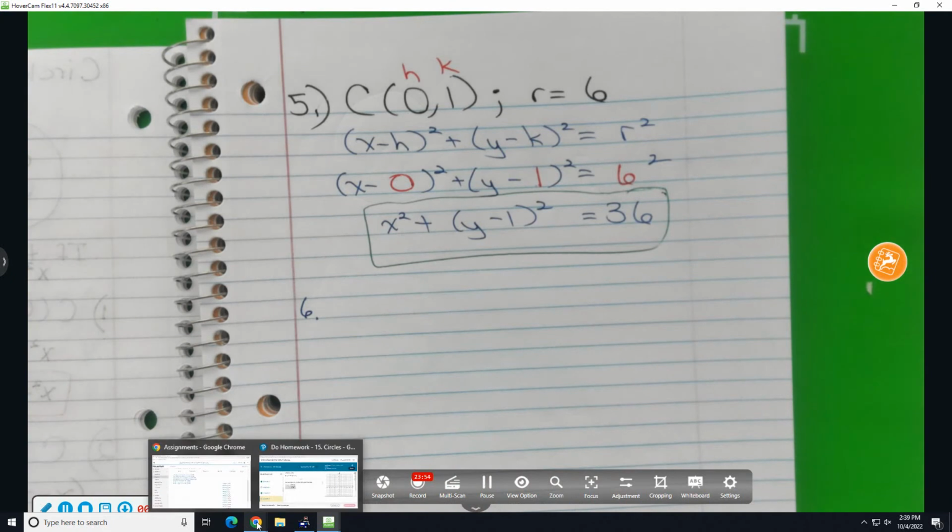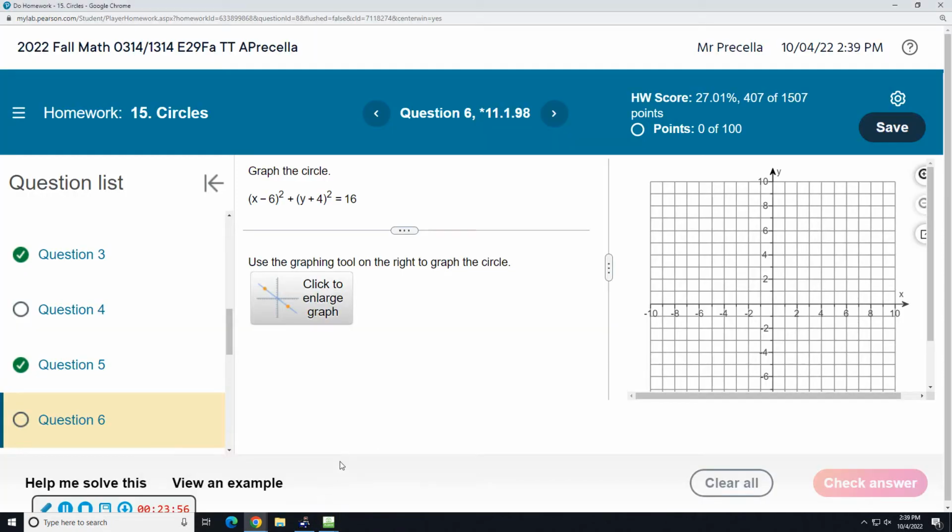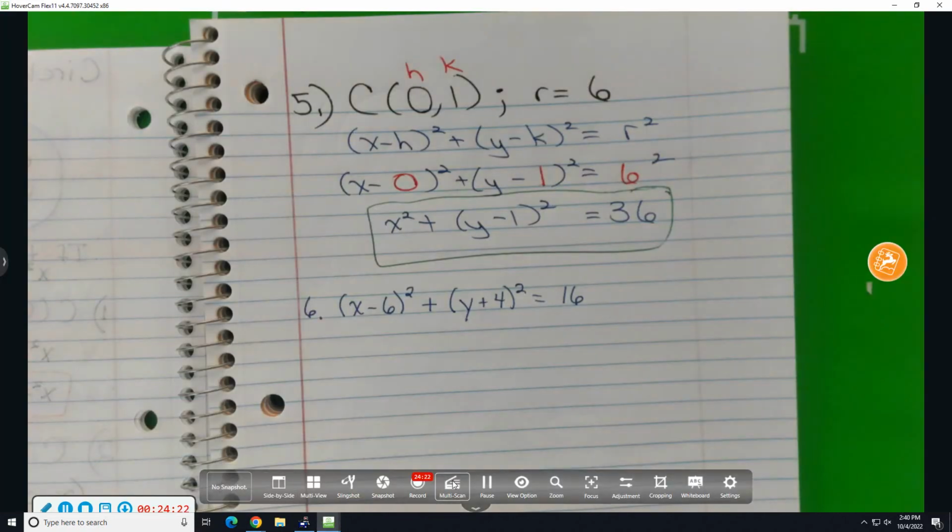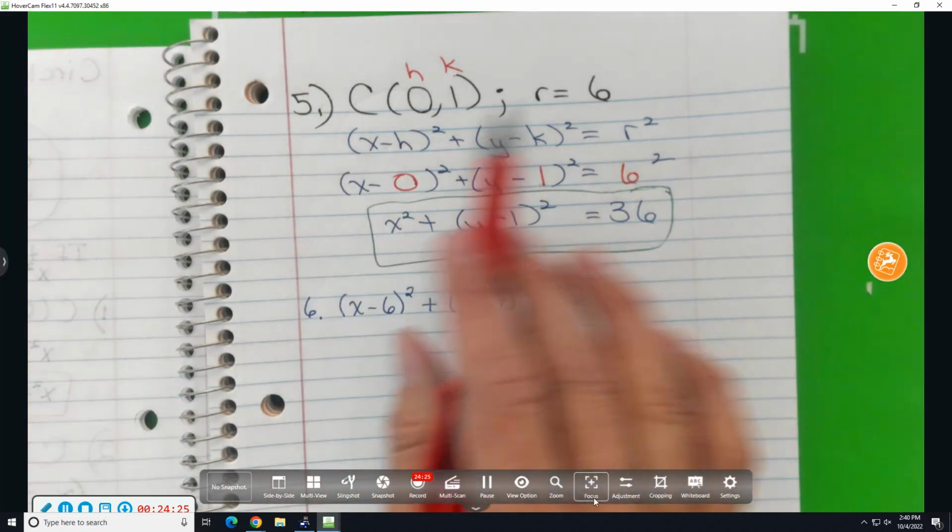So on problem number 6, let me write it down. I'm going to write it down and write out the answer. It says graph the circle. Sometimes students tell me, oh, I can do this without even writing anything down. And yeah, x minus 6 squared plus y plus 4 squared equals 16. The instructions say graph the circle. In order to graph it, you've got to know that center and radius.